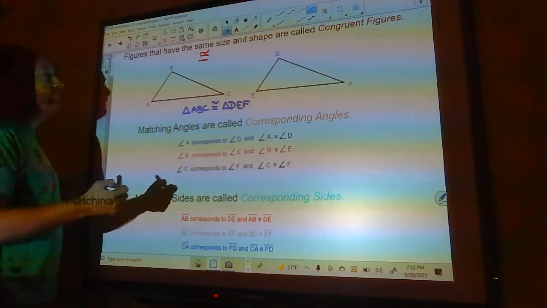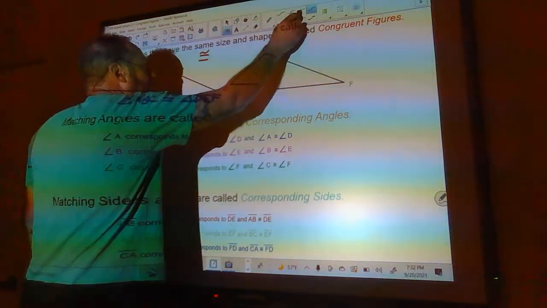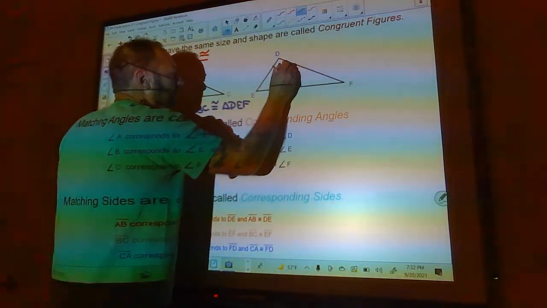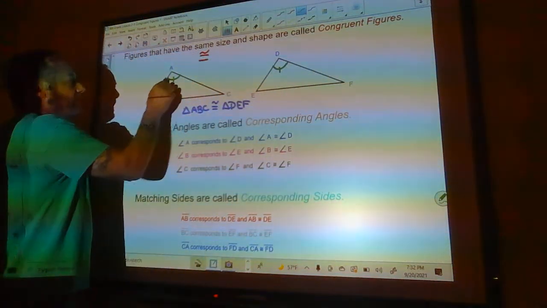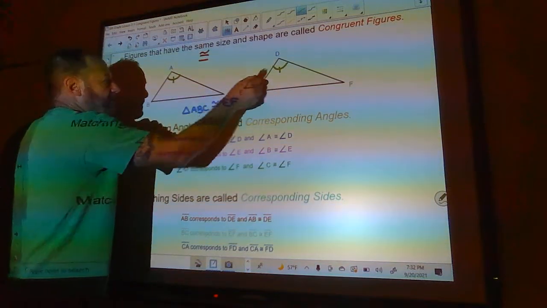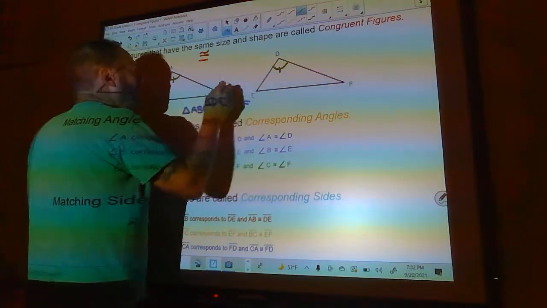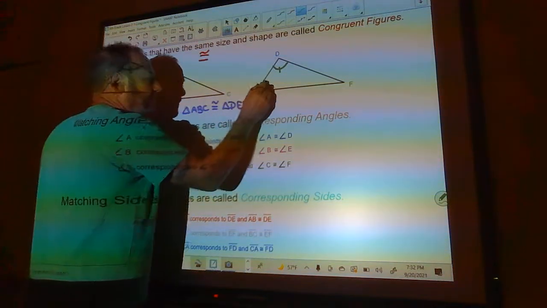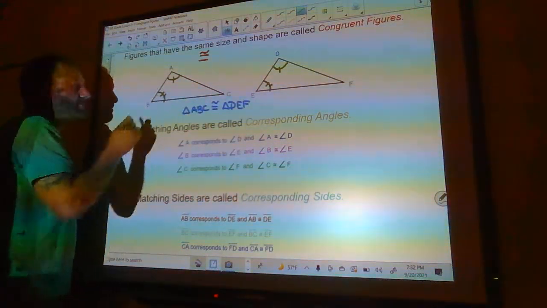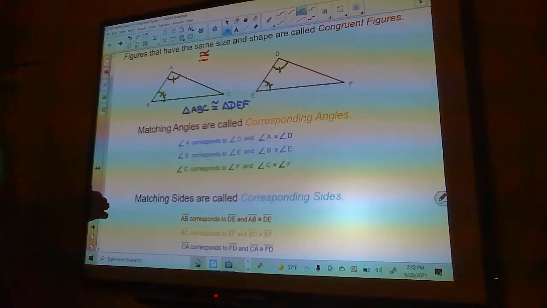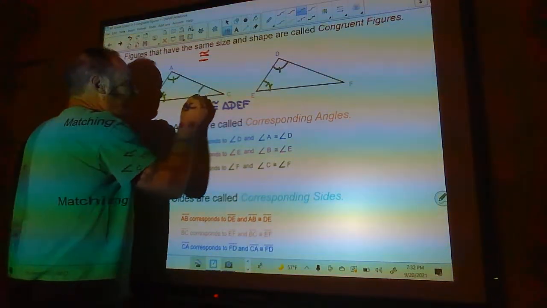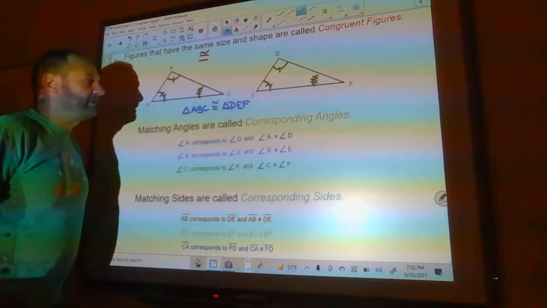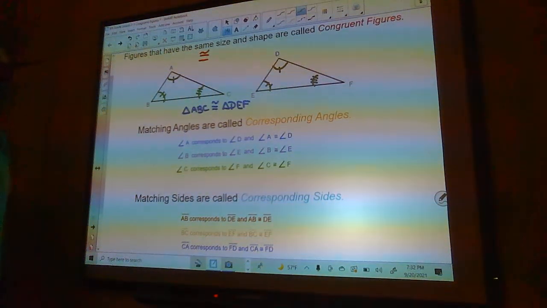Okay? So if we have congruent figures, here's the way we mark this. We say angle A is congruent to angle D. Now, this means that those are congruent. Now, angle B is congruent to angle E. Notice they have different number of tick marks on the little angle thing there. Okay, angle C is congruent to angle, or is equal to angle F.